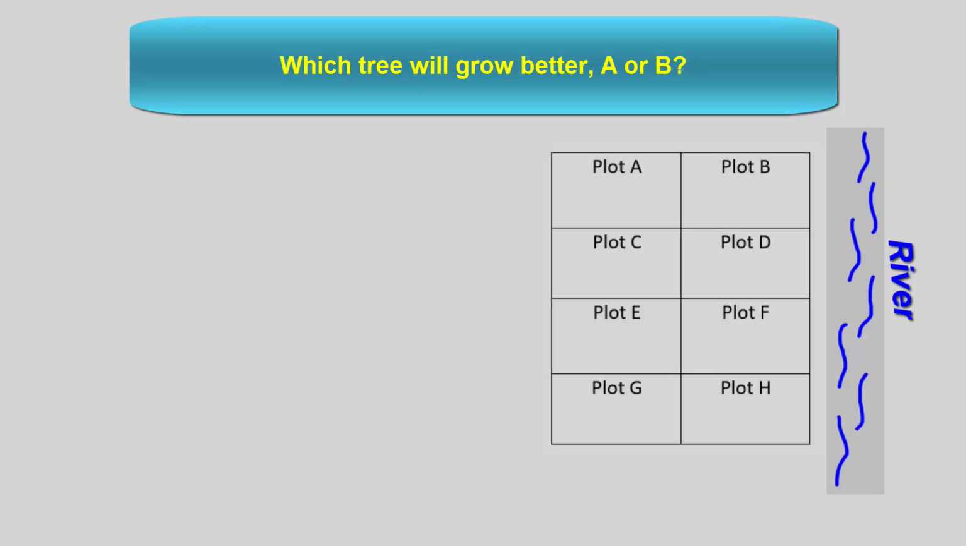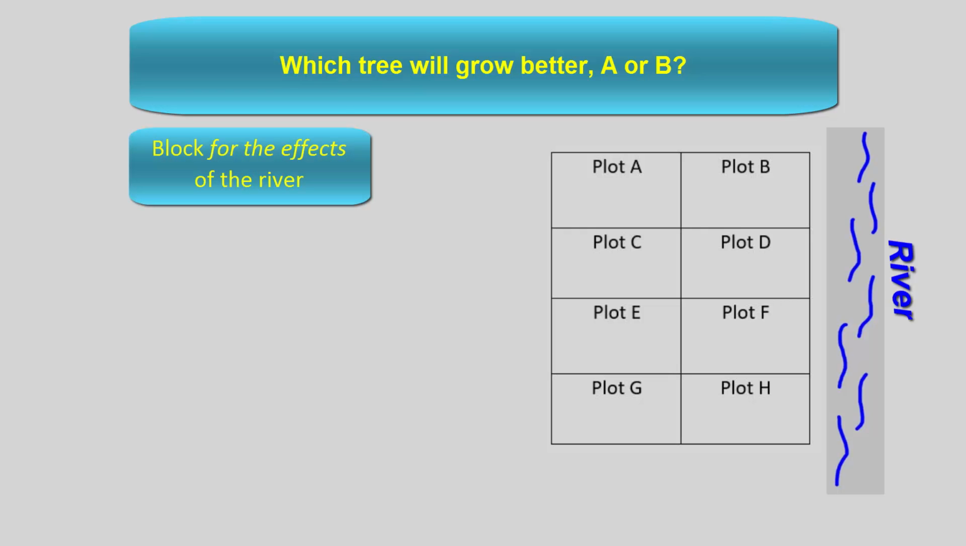However, there are potential factors associated with the river that might be confounding variables. So propose a design that blocks for the effects of the river, and this is a common statement, for the effects of the river. We don't even have to know what all those effects would be. We're just blocking for all the potential effects that the river could have.